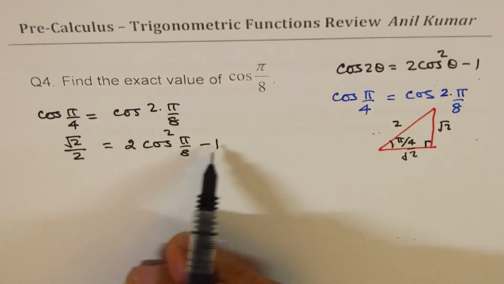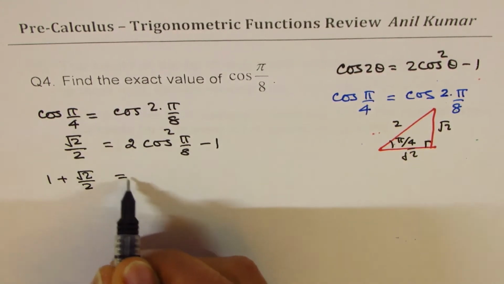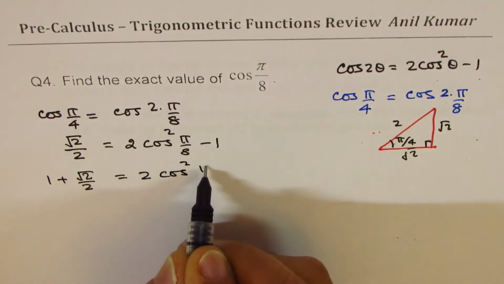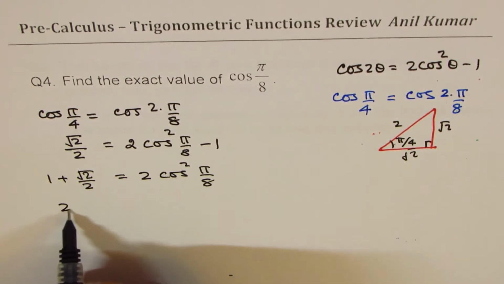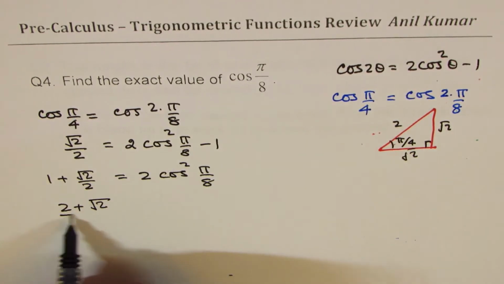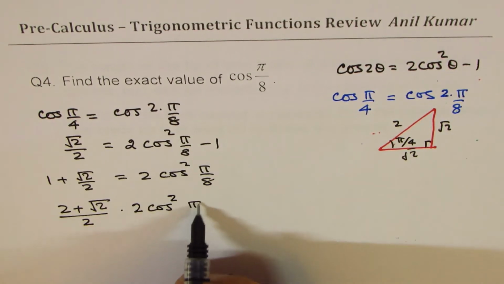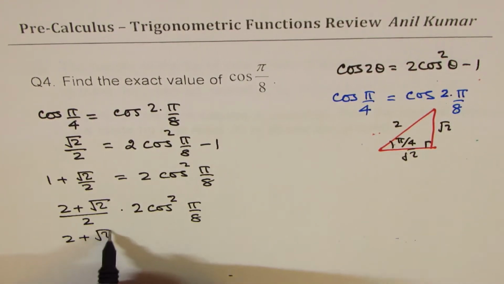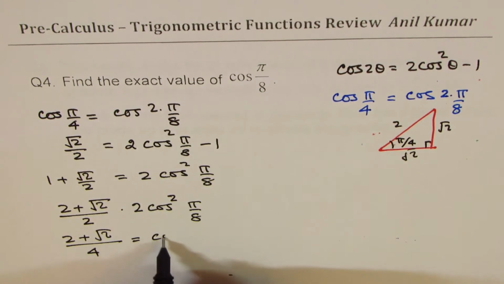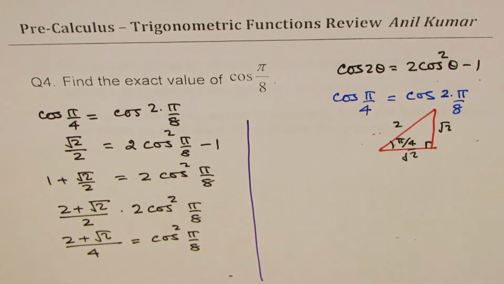Okay. Now we'll rearrange. So bring 1 this side. So it becomes 1 plus square root 2 over 2 equals 2 cos square pi by 8, right? I'm not using the formula, I'm going direct. So this could be written as 2 plus square root 2 over 2, is all this, right? Which is 2 cos square pi by 8. Now we can divide by 2. So we get 2 plus square root 2 over 4 equals cos square pi by 8. So what is cos pi by 8? We'll take the square root, right?